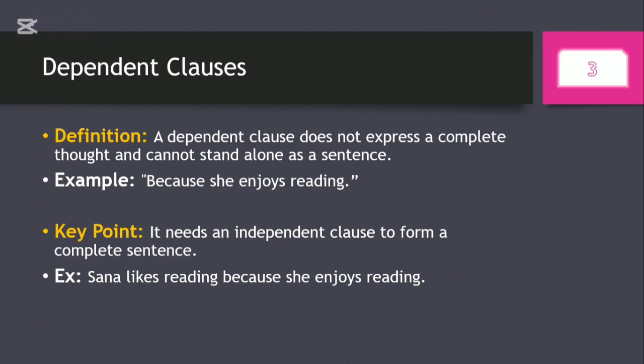If we want to complete the meaning of this class, we need an independent class. The key point is that it needs an independent class to form a complete sentence. If there is no independent class with it, it will not be a complete sentence. Example: Sana likes reading. Sana likes reading because she enjoys reading. The first is an independent class and the second is a dependent class. When these both classes join and give a complete meaning, they are called a sentence.